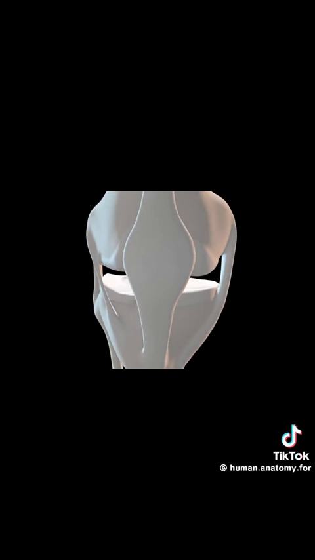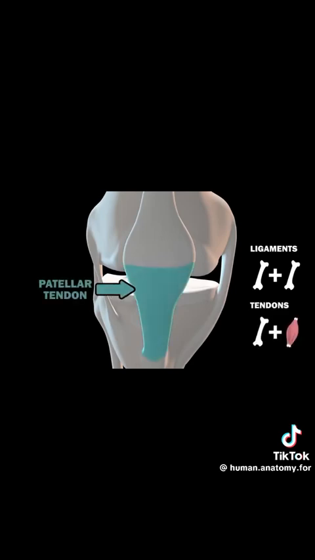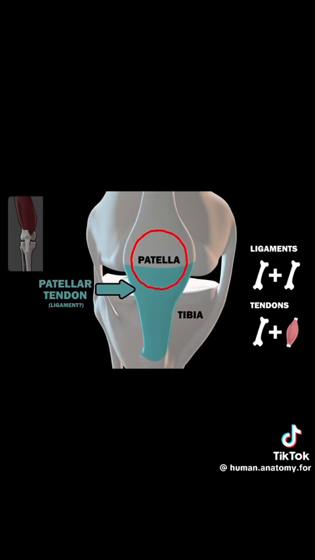As a reminder, the difference between ligaments and tendons is that ligaments connect bones to bones, while tendons connect bones to muscles. Here we have the patellar tendon, which some people call the patellar ligament. The patellar tendon connects the patella, or kneecap, to the tibia. Since these are two bones, shouldn't it be a ligament? Well, this structure is really connecting the quadriceps muscle to the tibia.